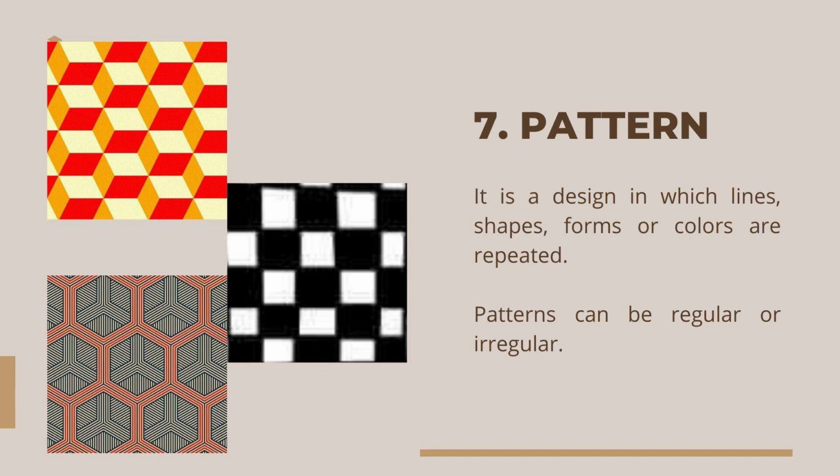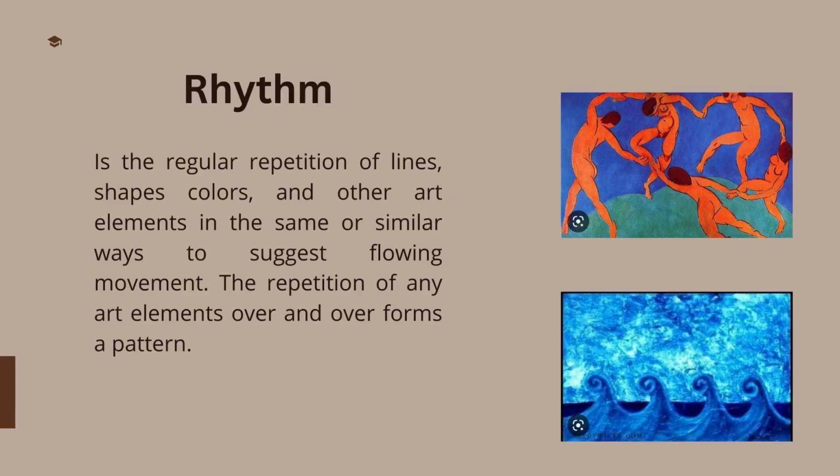The best example for this is wallpaper and backgrounds. Rhythm is the regular repetition of lines, shapes, colors, and other art elements. It is one of the principles of art which denotes movement by using repeated visual art elements to create a feeling of motion in the artwork.